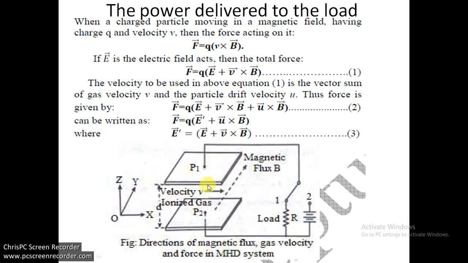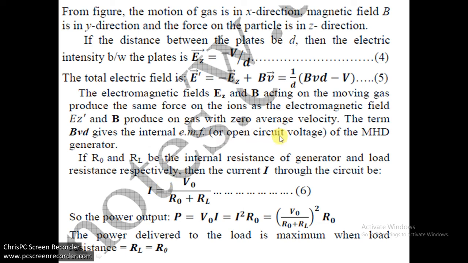These two plates, the distance between these two plates is d. So how can we see the charge between these plates? Depending upon the potential difference V by d, this is the distance between the plates. The electric intensity, we can say, is V by d, noted as Ez.